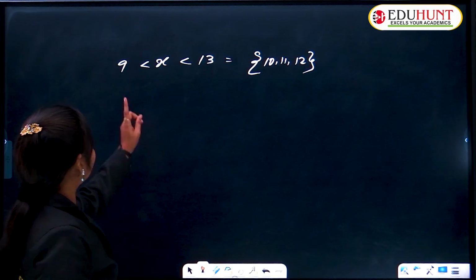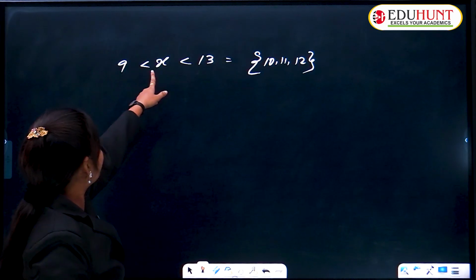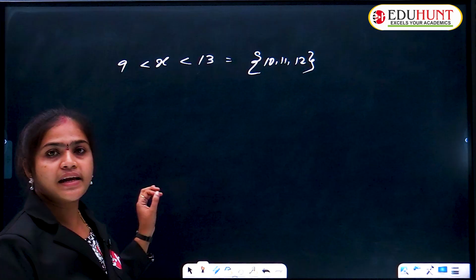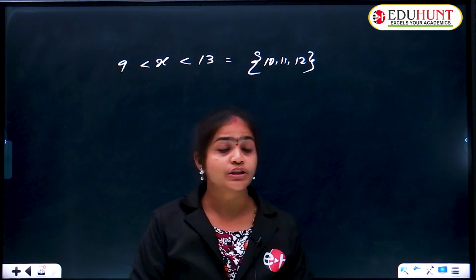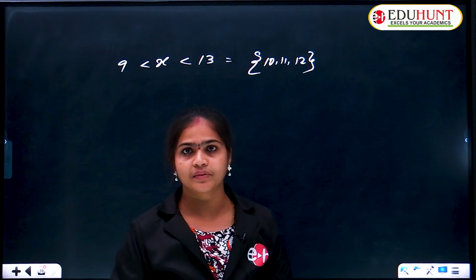x is greater than 9. Then greater than 9 means we have to take the 10. And in the same way, x is less than 13 means up to 12 we have to take. In this manner you have to write that in equations. That set of numbers in this way you have to write. It's the range. Understood?